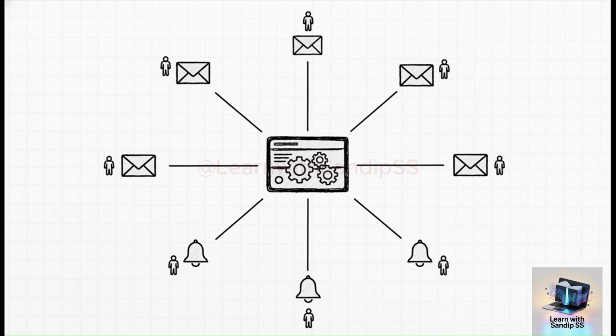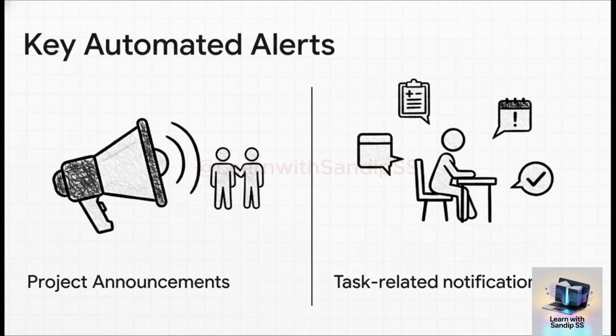Project Teams uses automated notifications and emails to push the critical info to the right people right when they need it. So what are we talking about here? What kind of info gets pushed out automatically? Well, it could be a big project-wide announcement that goes to everyone. Or it could be something super specific, like an alert that pops up telling you a new task was just assigned to you. It's what keeps the entire team connected and in the loop without anyone having to lift a finger.